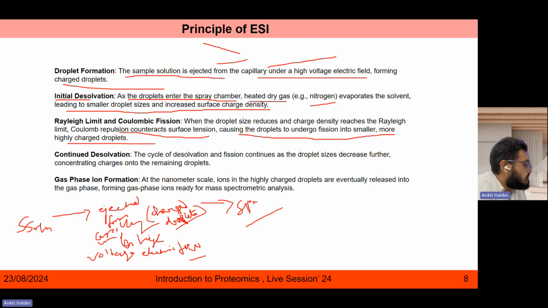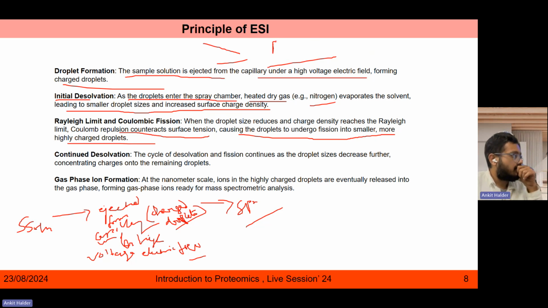So it will be continued desolvation. The cycle of desolvation and fission continues, concentrating charges onto the remaining droplets. Finally, gas phase ions at the nanometer scale are eventually released into the gas phase, forming gas phase ions ready for mass spectrometric analysis. So this is the basic principle of how electrospray ionization happens.